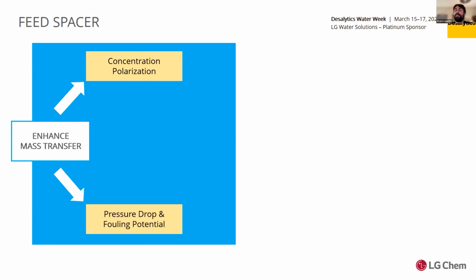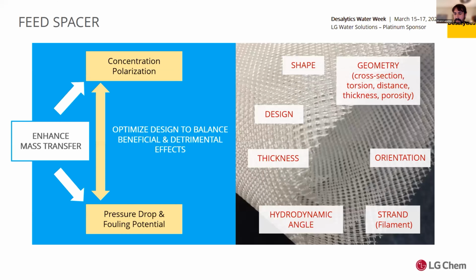How could we optimize the design of the feed spacer? Well, there are different parameters. What is important is that those actions that are good in terms of reducing concentration polarization might play the other way around when it comes to pressure drop or fouling, and vice versa. So it's important to evaluate all of them to identify which ones are the more critical and how we could combine some balance to get the most optimal design.